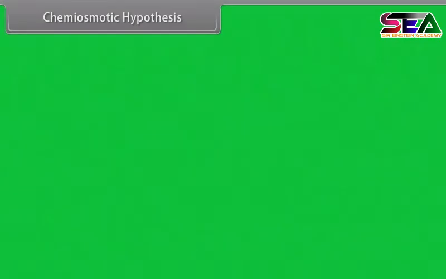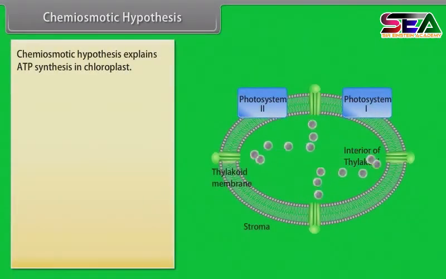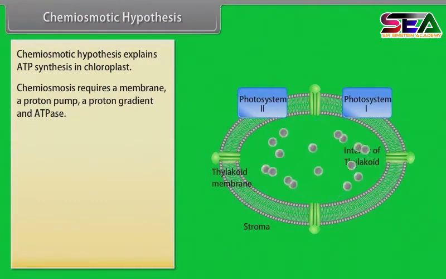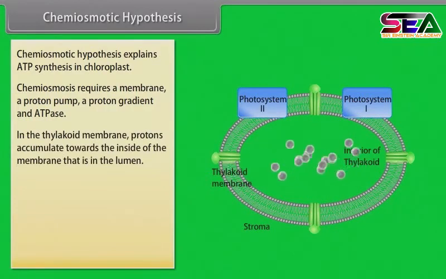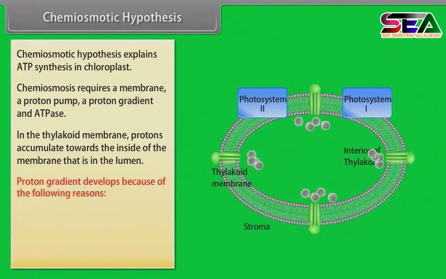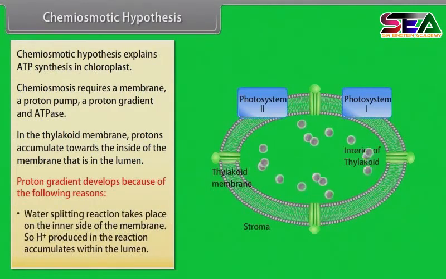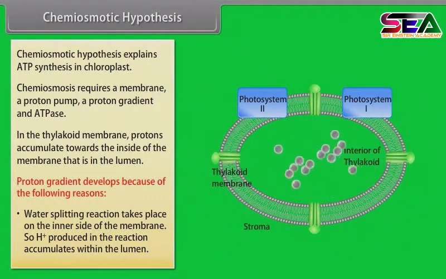Chemiosmotic Hypothesis. Chemiosmotic hypothesis explains ATP synthesis in chloroplast. Chemiosmosis requires a membrane, a proton pump, a proton gradient and ATPase. In the thylakoid membrane, protons accumulate towards the inside of the membrane, that is, in the lumen. Proton gradient develops because of the following reasons. Water splitting reaction takes place on the inner side of the membrane. So, hydrogen ions produced in the reaction accumulate within the lumen.